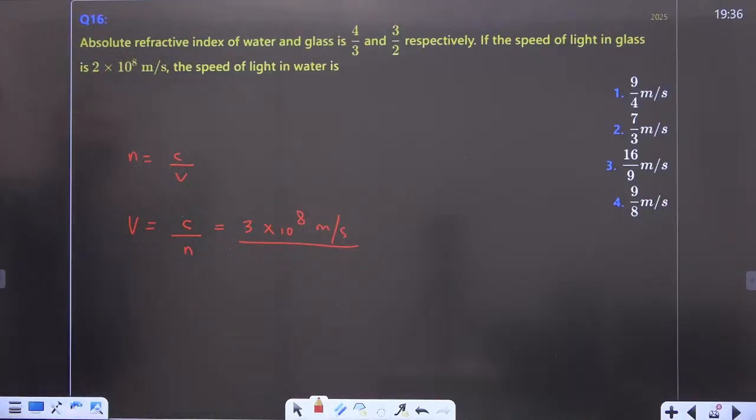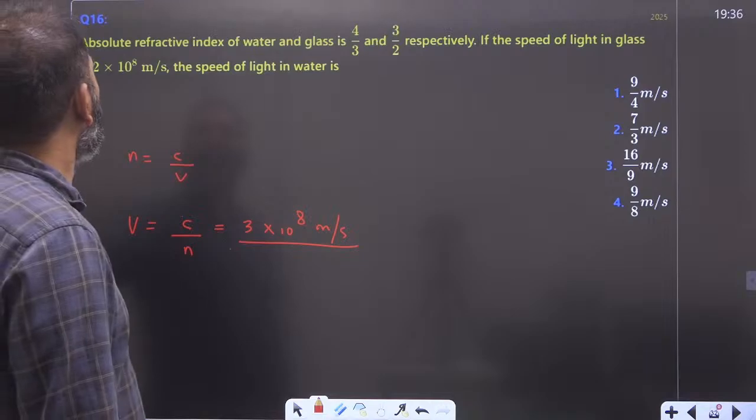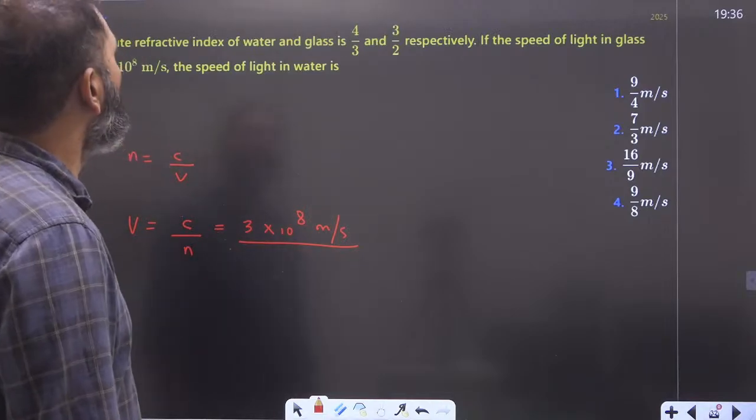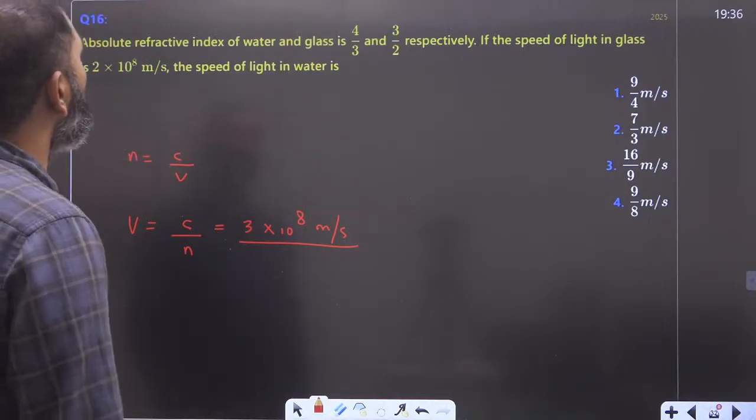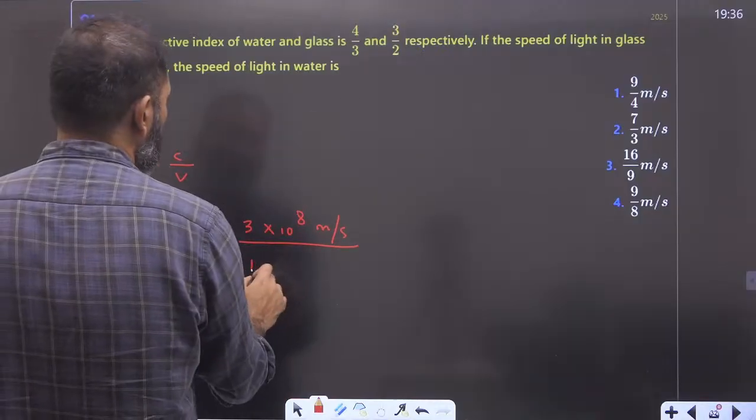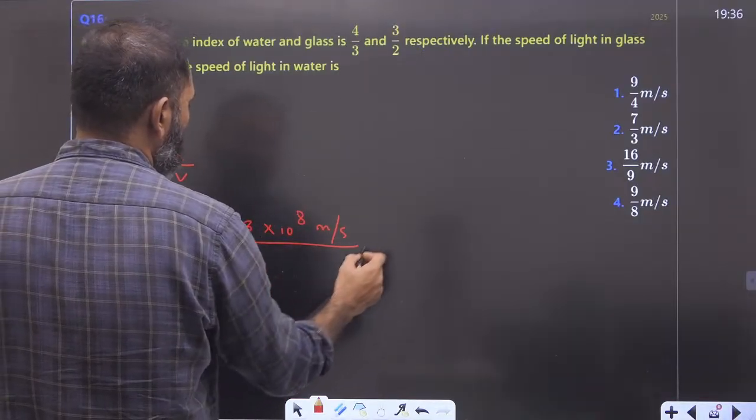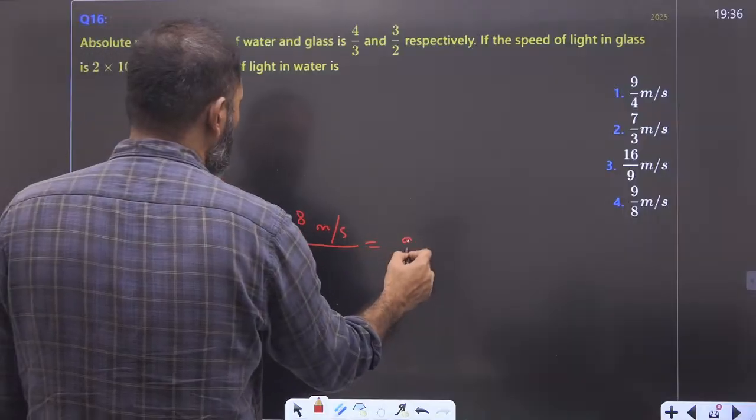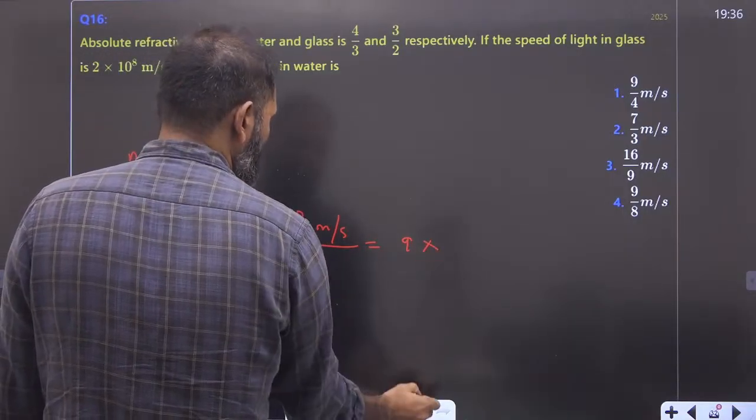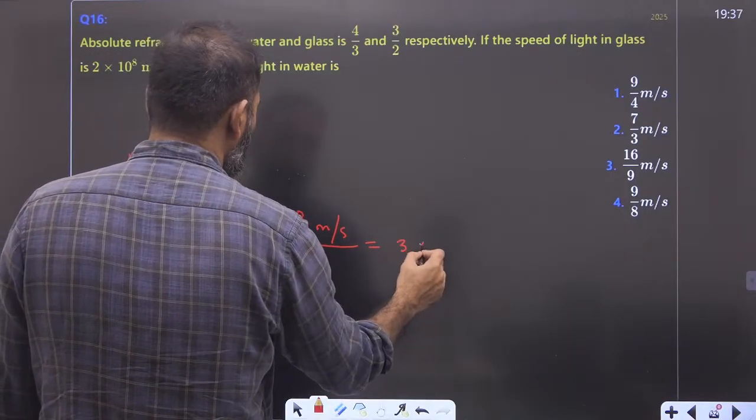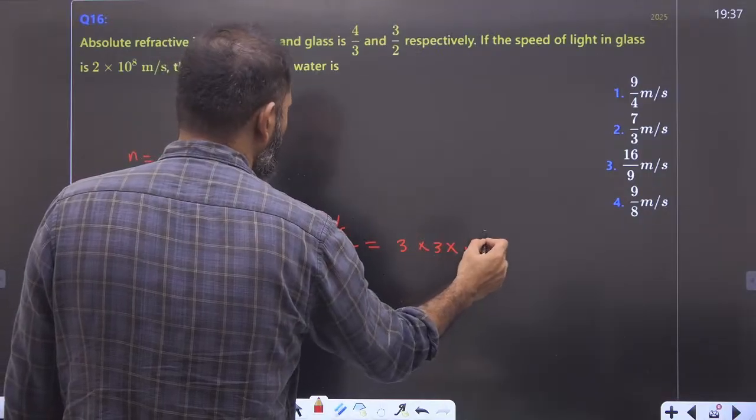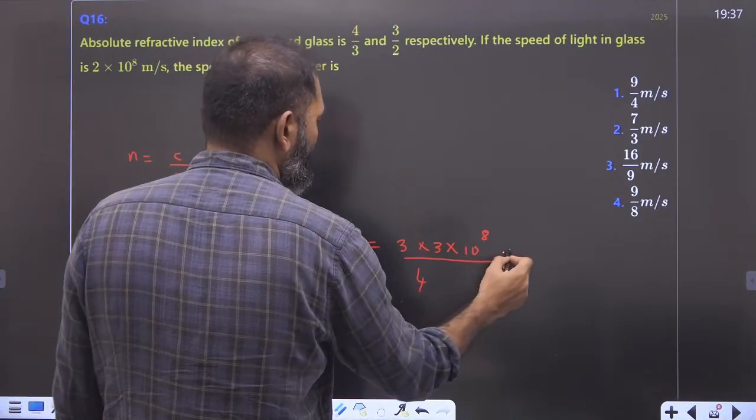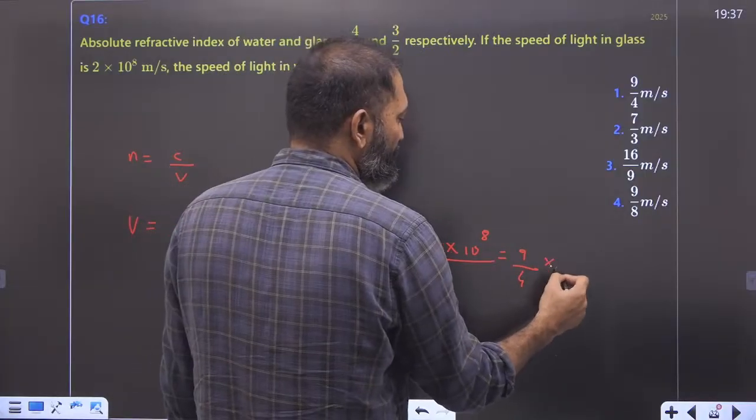What is n? Refractive index. The speed of light in glass is 2. What is the speed of light in water? Refractive index of water is given what? 4 by 3. So what happens? That 3 goes to the numerator. So 3 into 3 into 10 raised to 8 divided by 4. So 9 by 4 into 10 raised to 8.